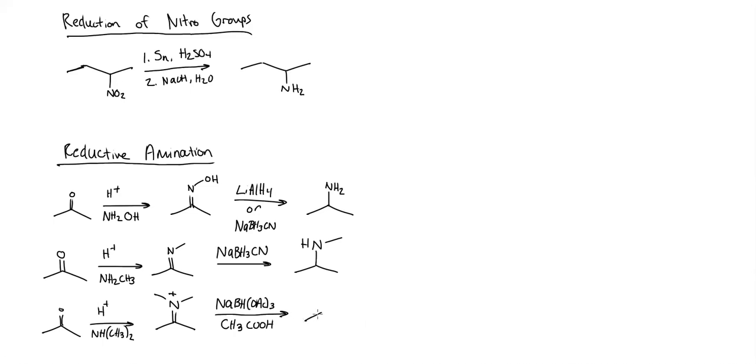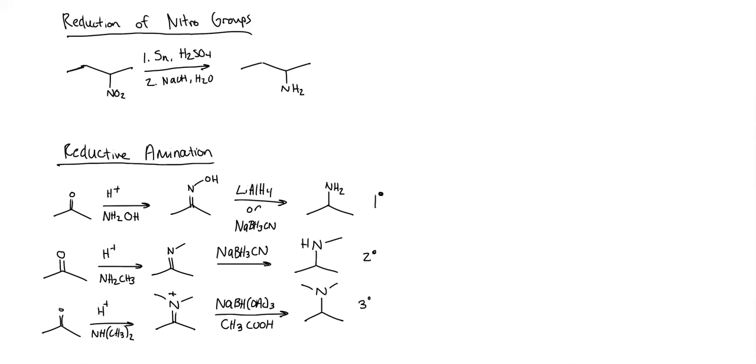And what this gives me is a 3-degree amine. So this is a way to form a 1-degree amine, a 2-degree amine, or a 3-degree amine based on whether I have an oxime or an imine. Either way, I can reduce these. So this is reductive amination.